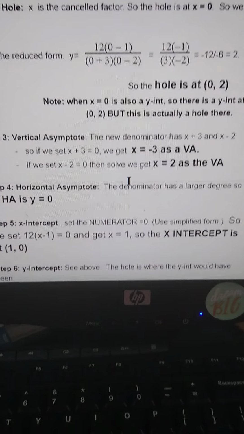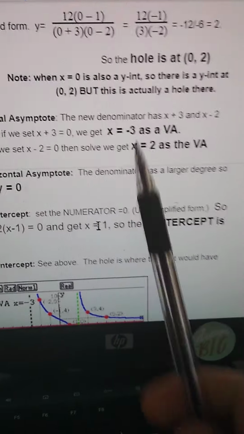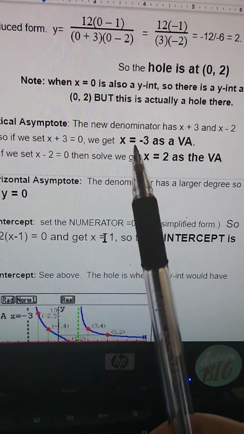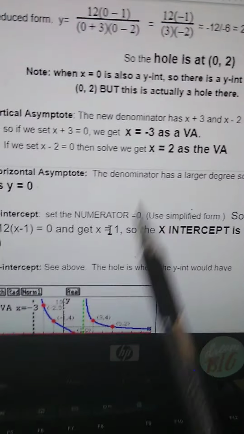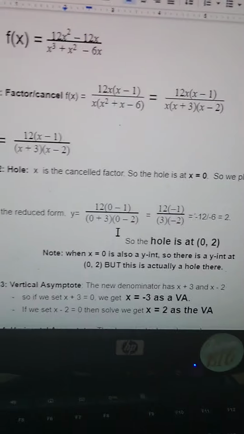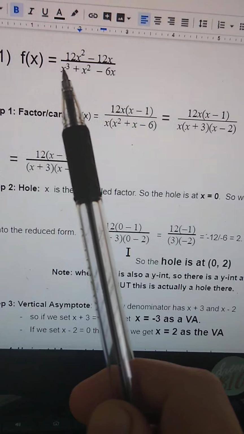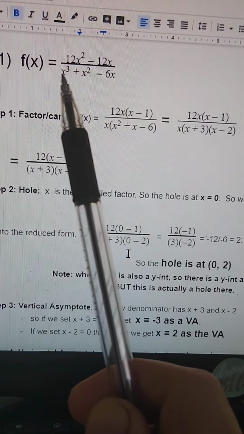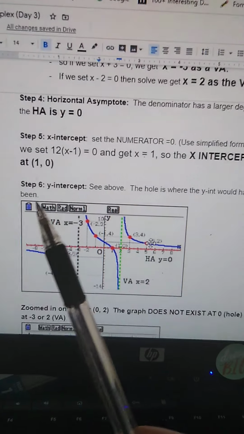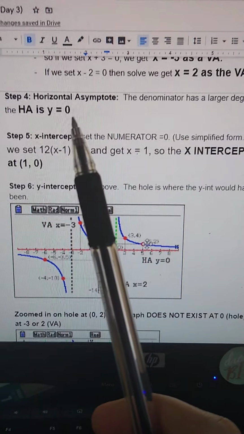Okay, vertical asymptote. That's our 2 denominators, x plus 3 and x minus 2. So I get negative 3 and positive 2 for the vertical asymptotes. The denominator has a larger degree. Let's go back up and look at that. The degree here is 3. The degree here is 2. So the denominator is bigger. So that's going to be y equals 0 for my horizontal asymptote.